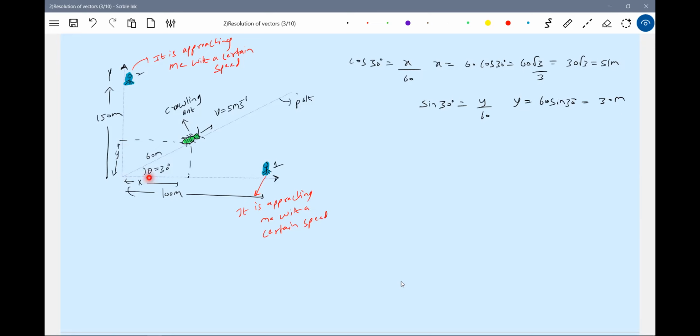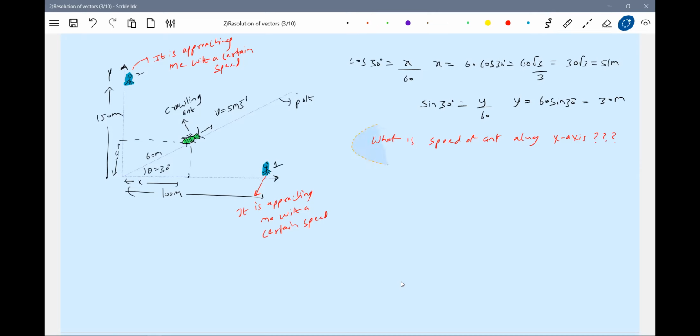So it has undergone some displacement. It has moved along x, and along y also. Now, what is the speed of the ant with respect to the origin? It is 5 meters per second. What is the speed of the ant as measured by person one? It has a certain speed along the x-axis and a certain speed along the y-axis. So what is our question? What is the speed of the ant along the x-axis?